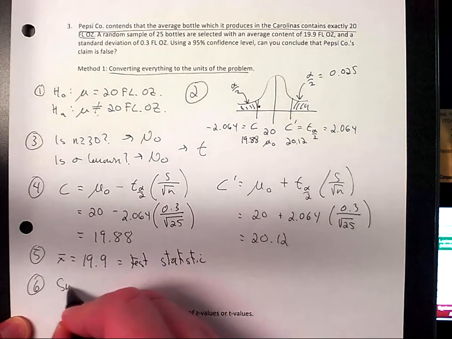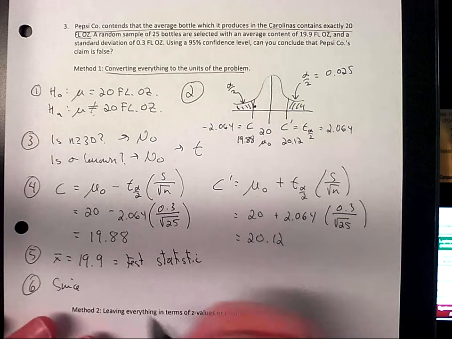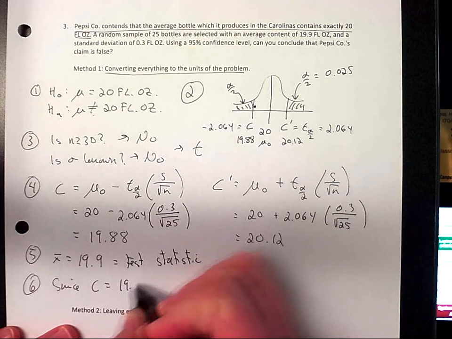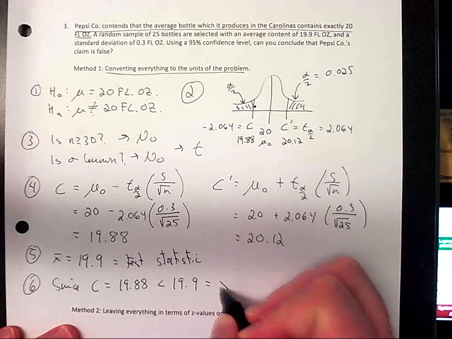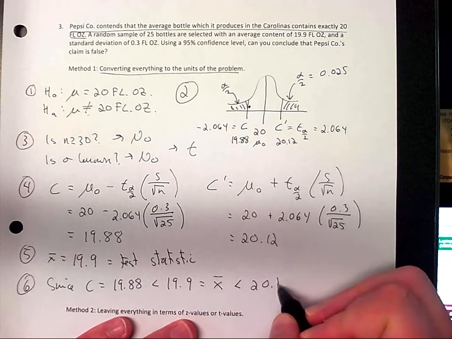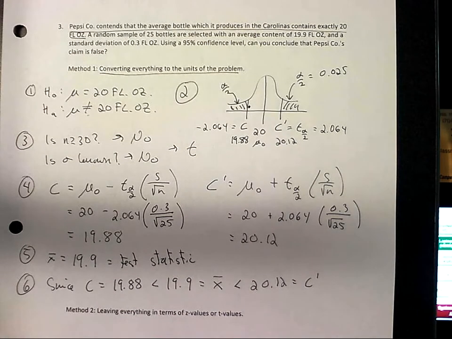So therefore, we're going to say that, and now this becomes important because we have to signify that we're in between the two rejection regions, C, which is equal to 19.88, is strictly less than 19.9, which is equal to x bar, but that is also strictly less than 20.12, which is equal to C prime. So all I'm saying here is that 19.9 is in between 19.88 and 20.12. And I'm including the symbols here that x bar is in between C and C prime.